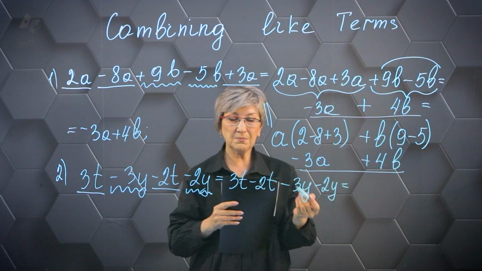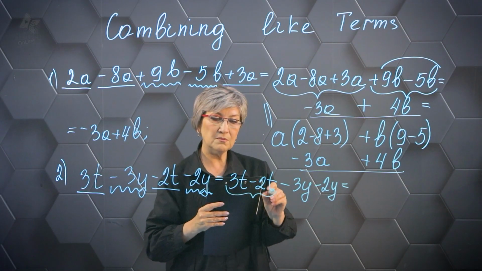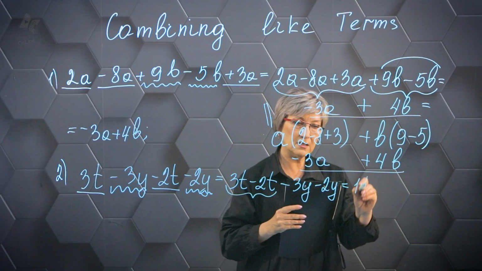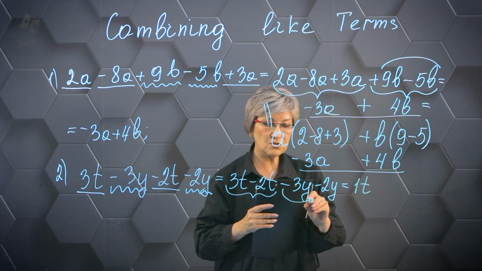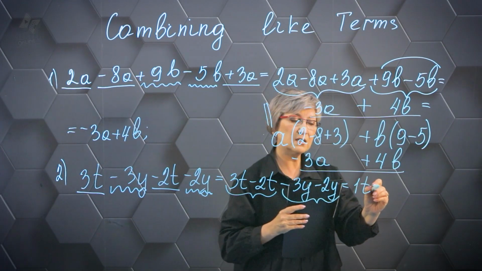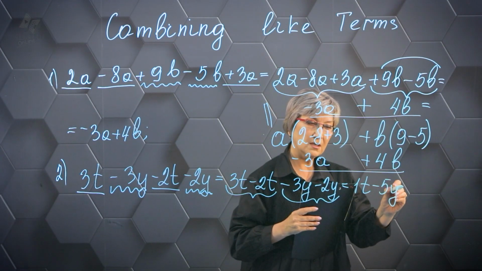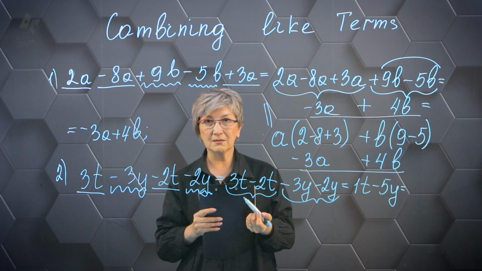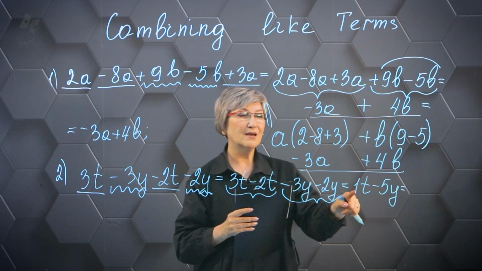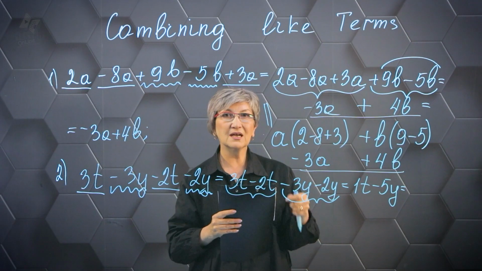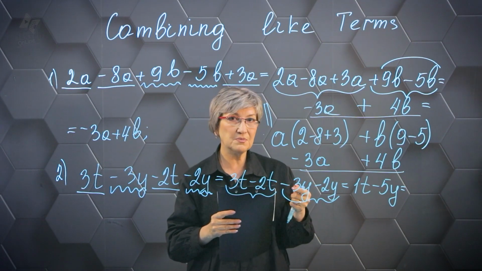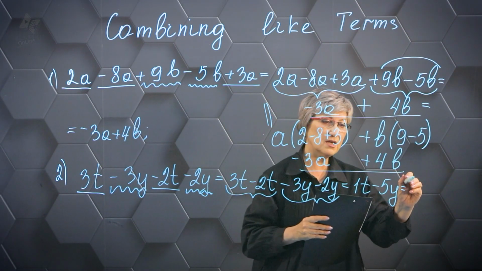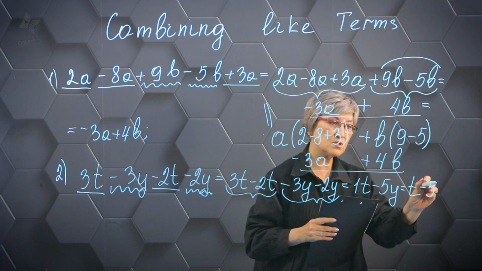Now let's do the math. 3t minus 2t is 1t, and minus 3u minus 2u is minus 5u. The result is 1t minus 5u. One more remark. In math, it's customary not to write down the coefficient of 1. So I can write this expression as t minus 5u.